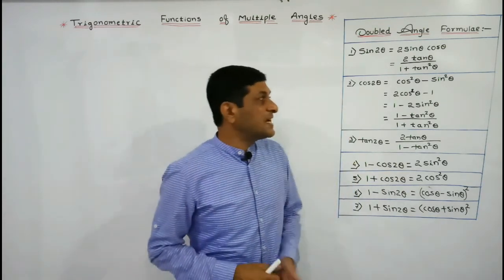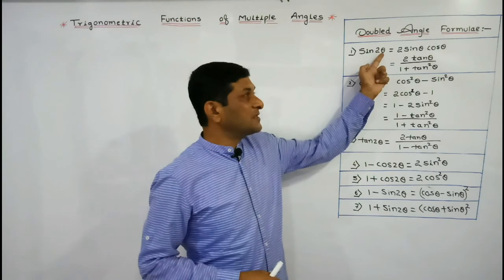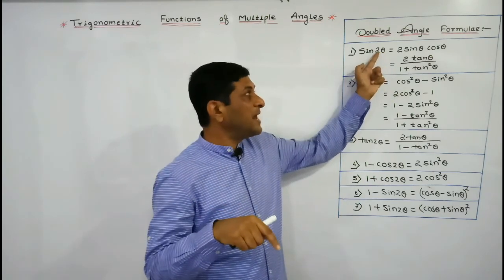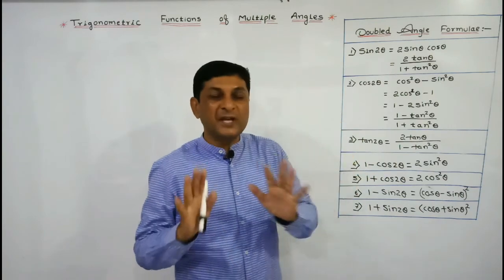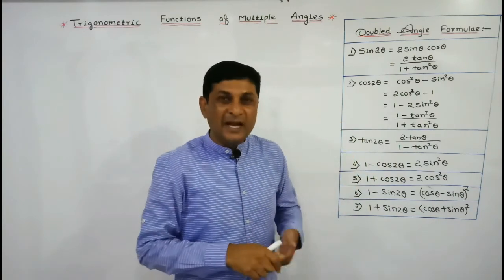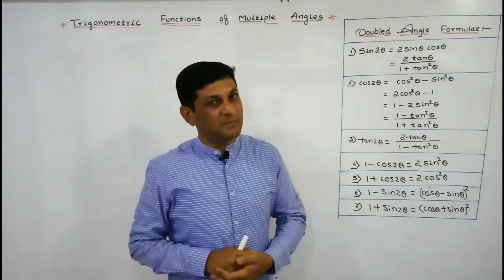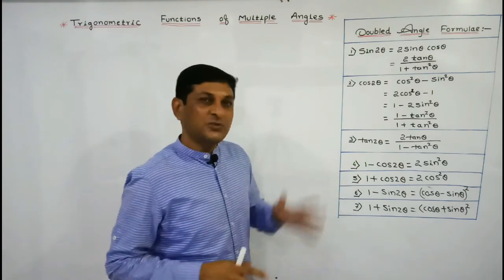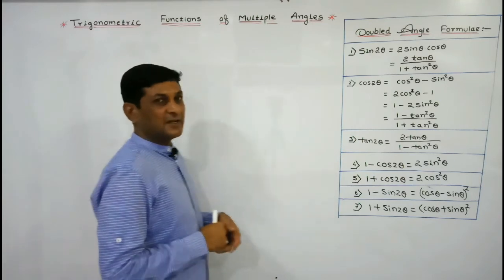So let us try to prove double angle formulas. Here why we will say that these are double angle formulas, because generally angle we are denoting by what? Theta, and if I am multiplying that theta by 2 means we are taking double of that angle, and that's why we can say that these are double angle formulas. So using compound angle formulas we are going to prove these double angle formulas.